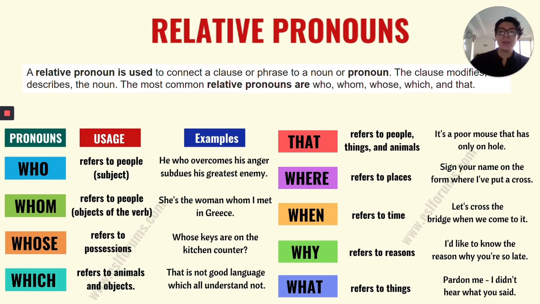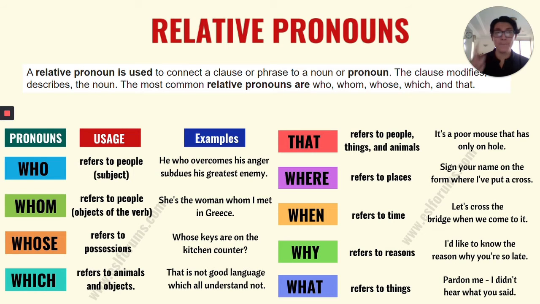Now we have whose. It's for possession. Whose keys are on the kitchen counter? Which refers to animals and objects. That is not good language, which all understand not. Okay, that is a sort of complex sentence. So a more simple sentence would be: the pet which I love is called Toby, is my dog. Another example: the cell phone which I bought is really, really good.